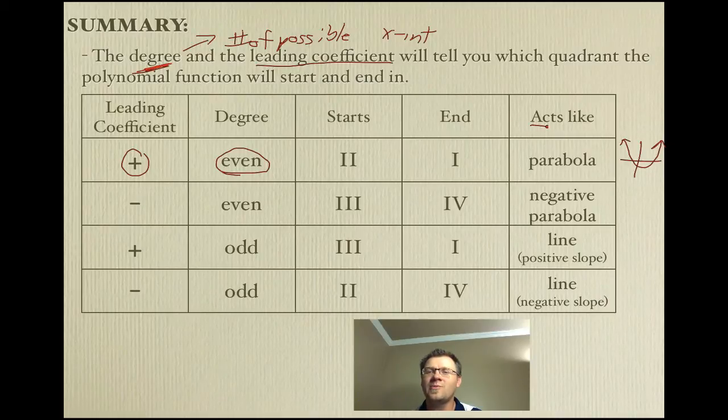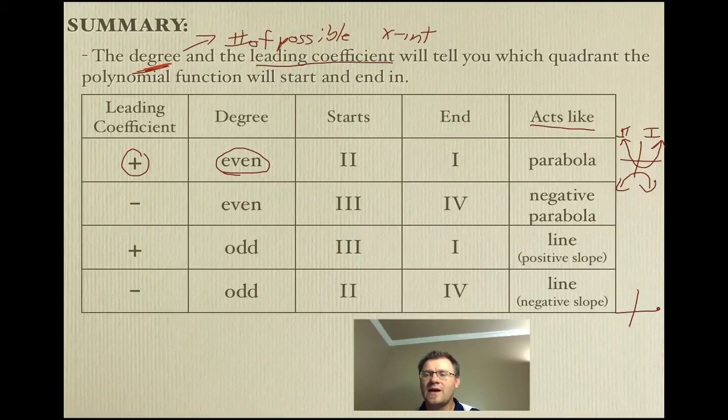So I've put in this column here, it says acts like. These sort of functions, leading coefficient that's positive, a degree that's even, so it could be 2, 4, 6, 8, 10, 12, whatever, is always going to start in quadrant 2, and it's always going to end in quadrant 1, just like a regular parabola. If that leading coefficient is negative, but the degree is still even, it's going to be like a negative parabola, where it starts in quadrant 3 and ends in quadrant 4.